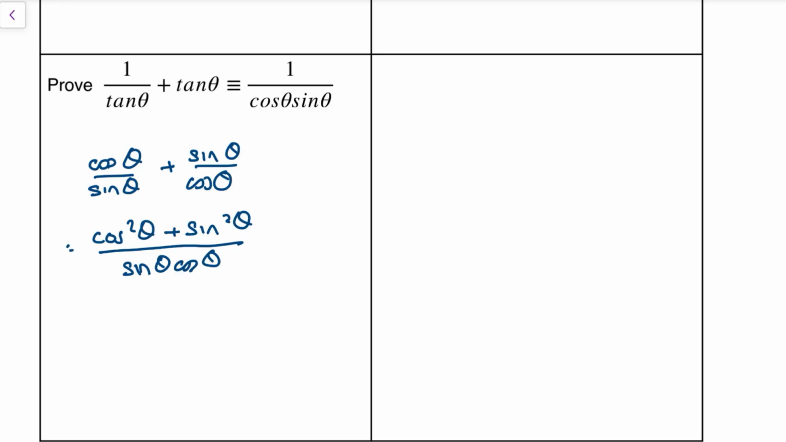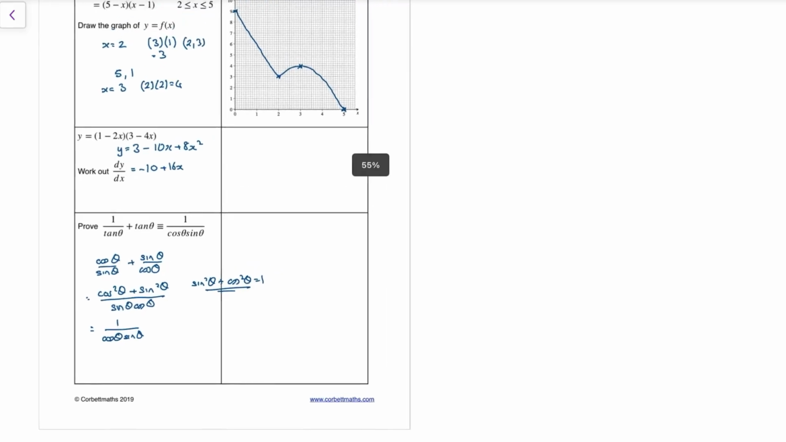And of course, this is all about recognising that cos squared plus sine squared is 1, and that gives me the answer I need, 1 over cos theta sine theta. Now, I would play it safe in an exam. I would actually write down that sine squared theta plus cos squared theta equals 1, because it's a proof question and you just want to make sure you haven't just written the answer down without understanding it. Either way, that's it. Question done.